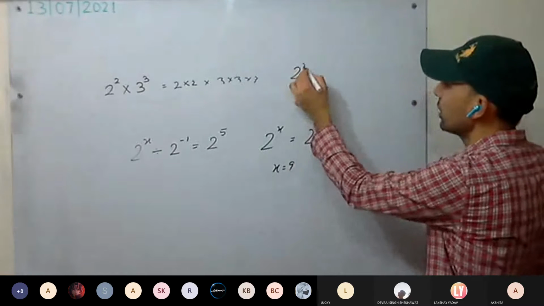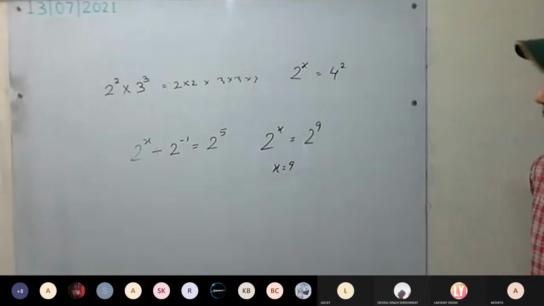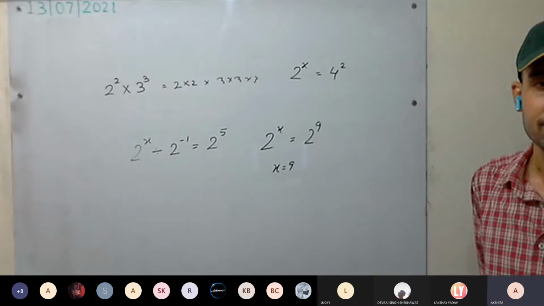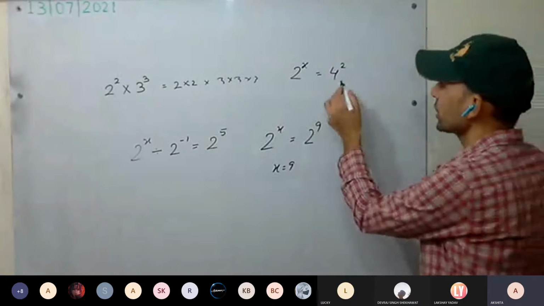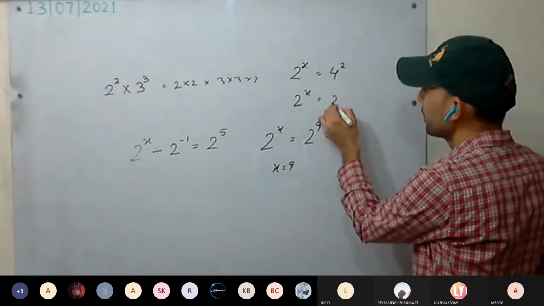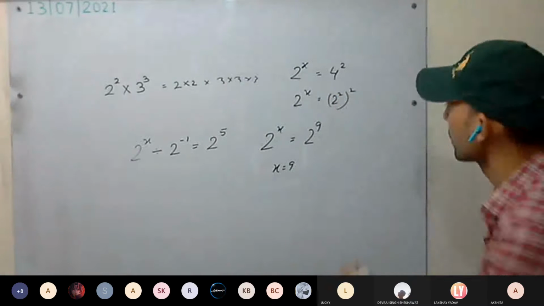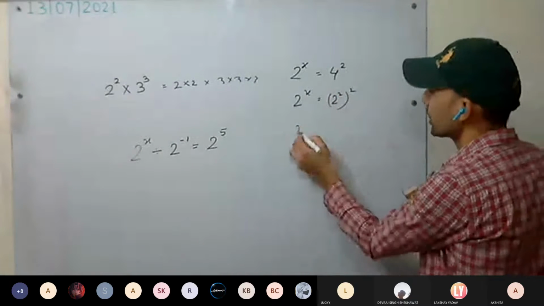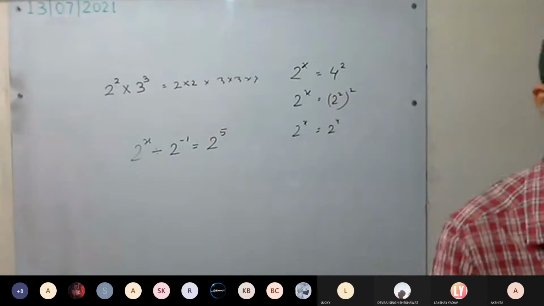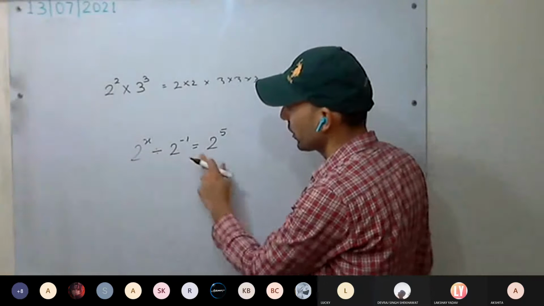Okay, give me this question. 2 raised to power x equal to 4 square. Is x equal to 2? No, sir. Base are not same, we can't equate. So we have to make the base same. Now, 2 raised to power x equal to 2 raised to power 4. We have to make the base same first. Now here what we can do?